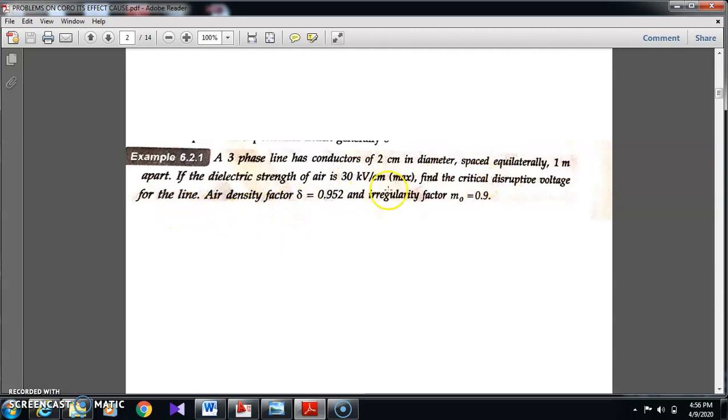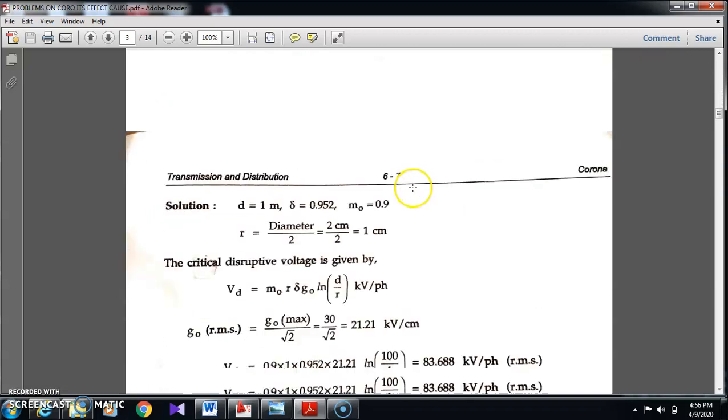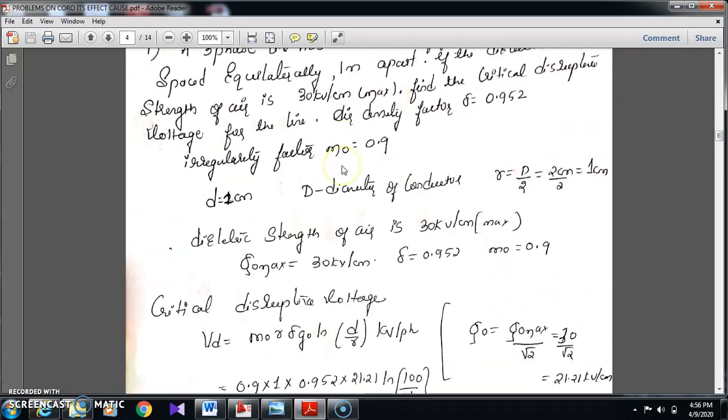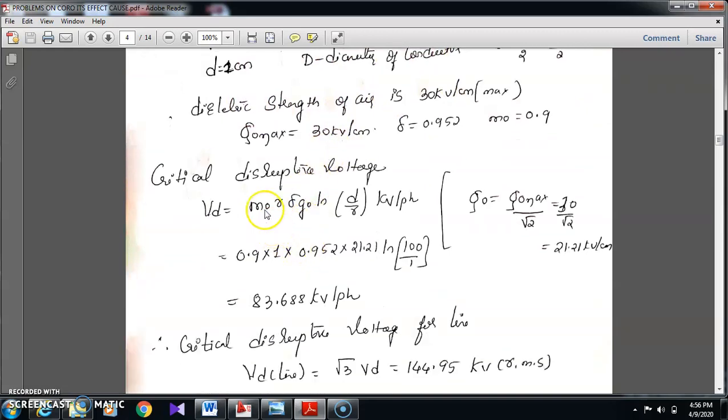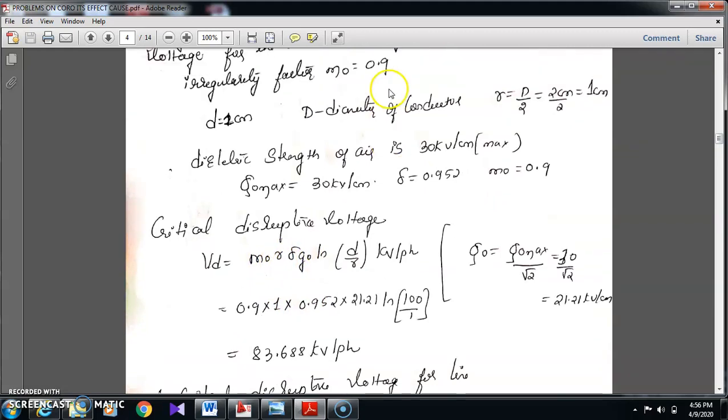Air density delta and irregularity factor M naught are specified. All those values are given. Write the critical disruptive voltage formula. M naught is there, R is there; find R from the diameter: capital D divided by 2. Delta is specified.